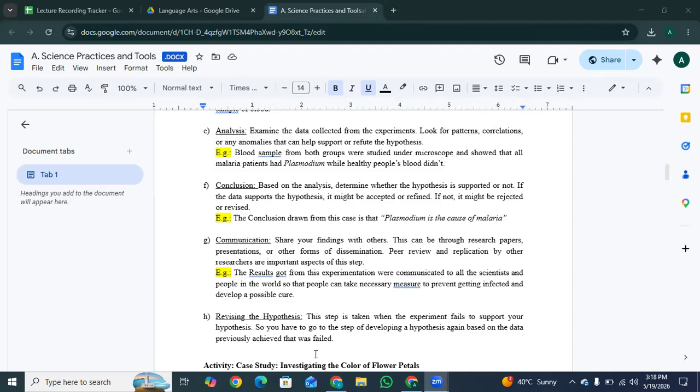So, basically, the summary of the whole process is that science is a loop. You observe, you guess, you test, and you share. If you are right, you share it with the world. If you are wrong, you change your guess and try again.